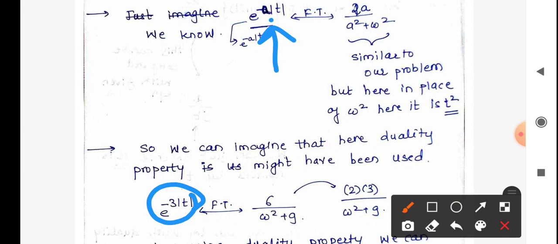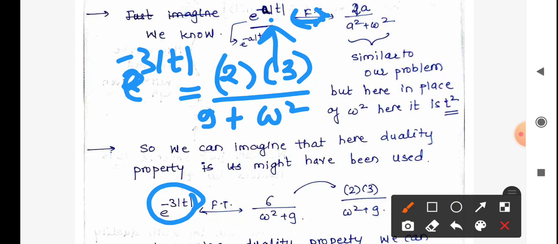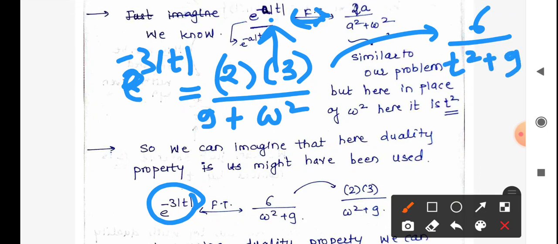If e raised to minus a mod t has a Fourier transform 2a upon a square plus omega square, then e raised to minus 3 mod t will have a Fourier transform 2 into 3 divided by 3 square, that is 9 plus omega square. That is what is given to me, 6 upon t square plus 9, that is what is given. So obviously I can say that I have in my hand x of t as e raised to minus 3 mod t.